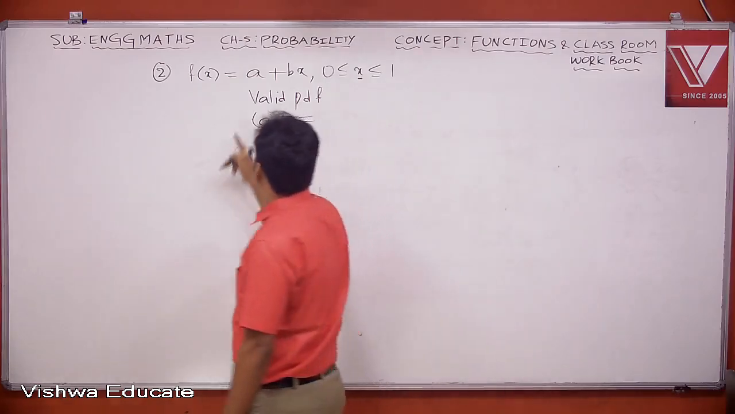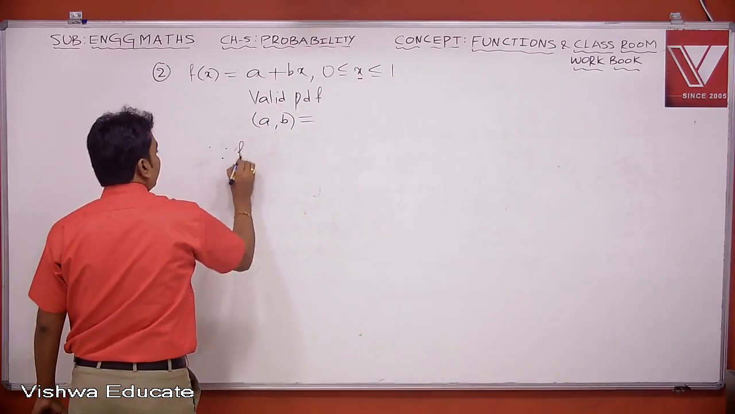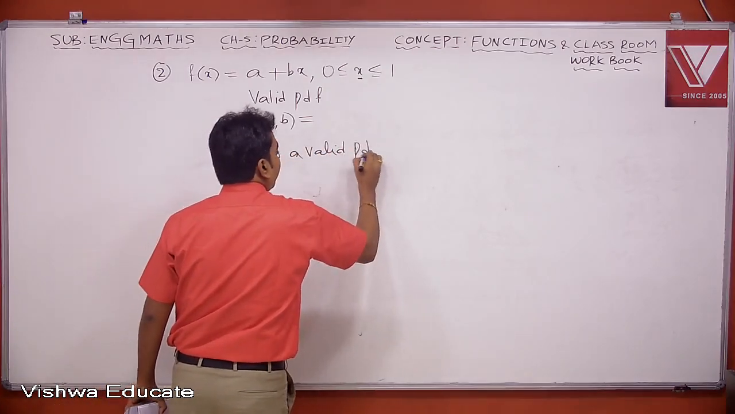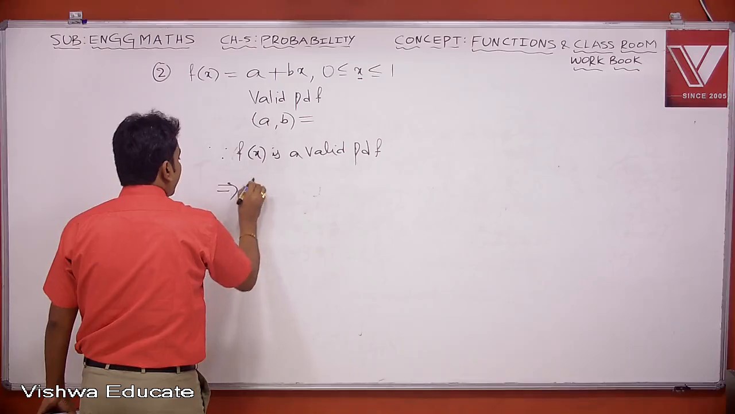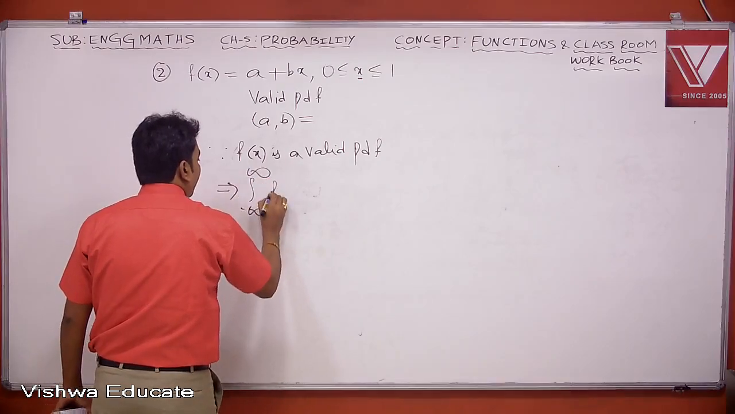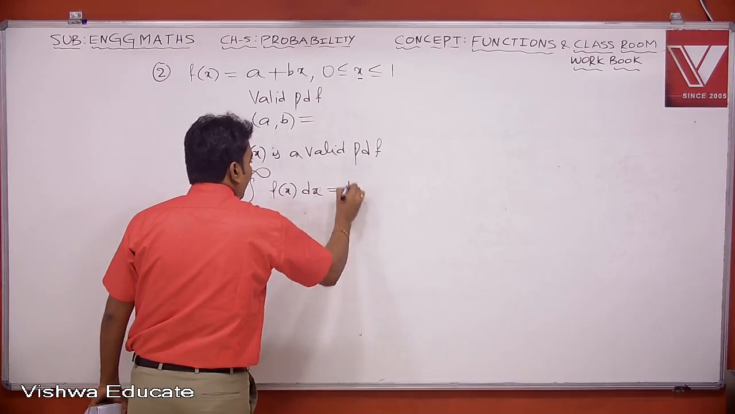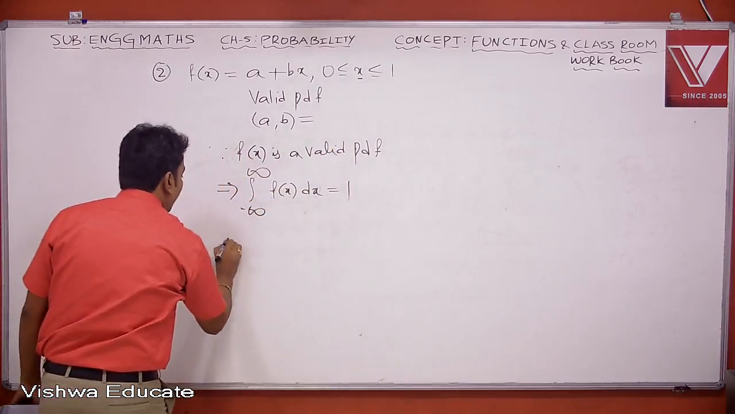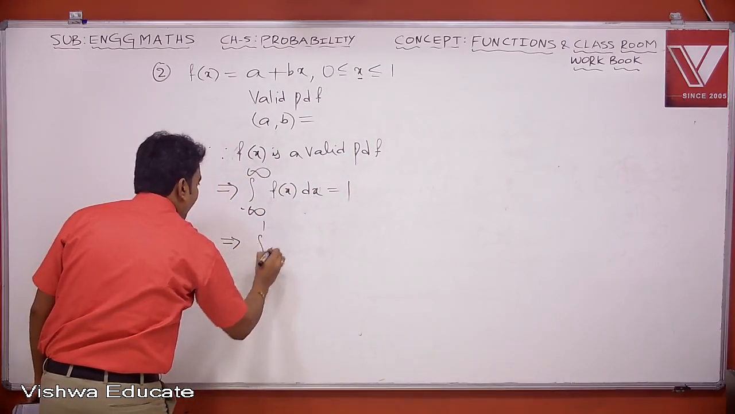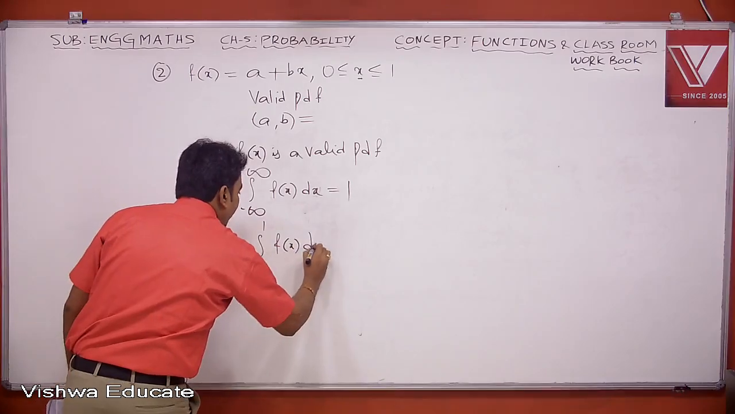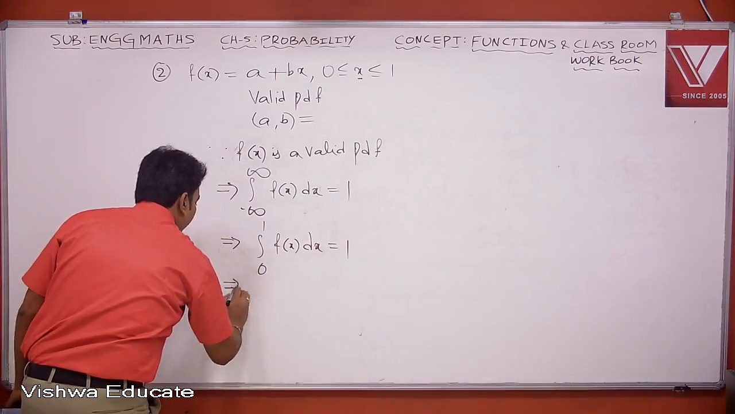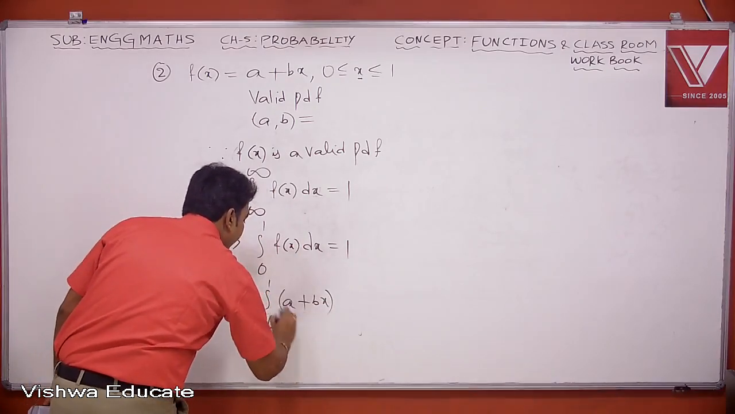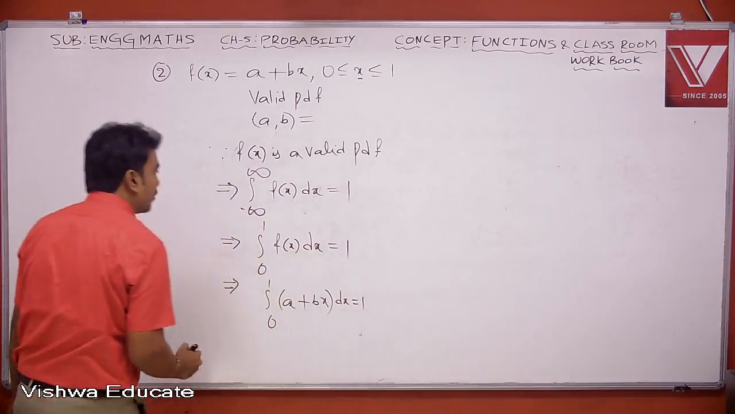Now let us see. Since f of x is a valid PDF, this implies integral minus infinity to plus infinity f of x dx must be equal to 1. But here f of x is defined only from 0 to 1. Therefore, the limits will be restricted to 0 to 1. So, integral 0 to 1 f of x dx equals 1. So, this implies integral 0 to 1 a plus bx dx equals 1.